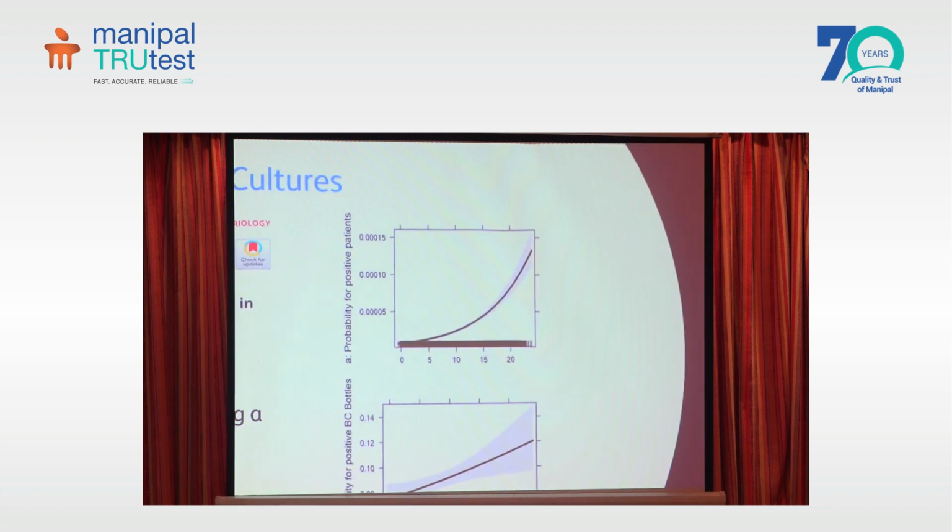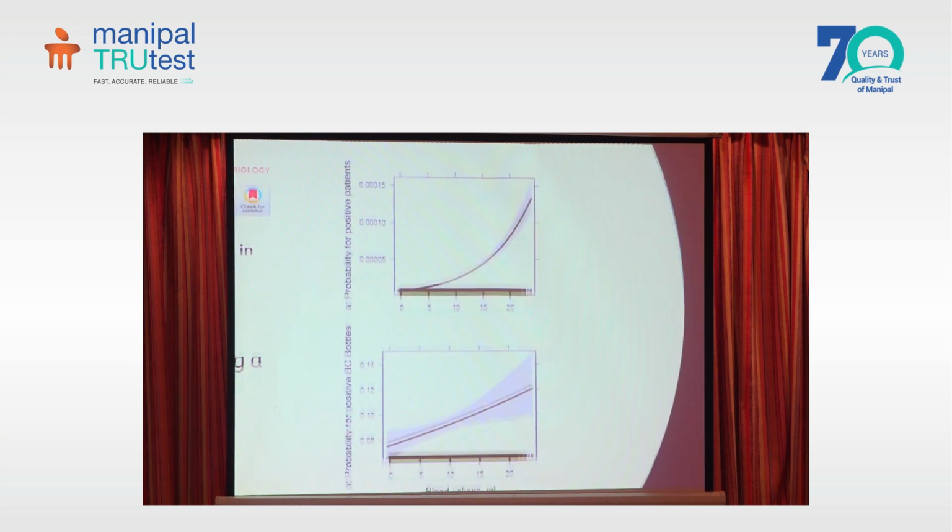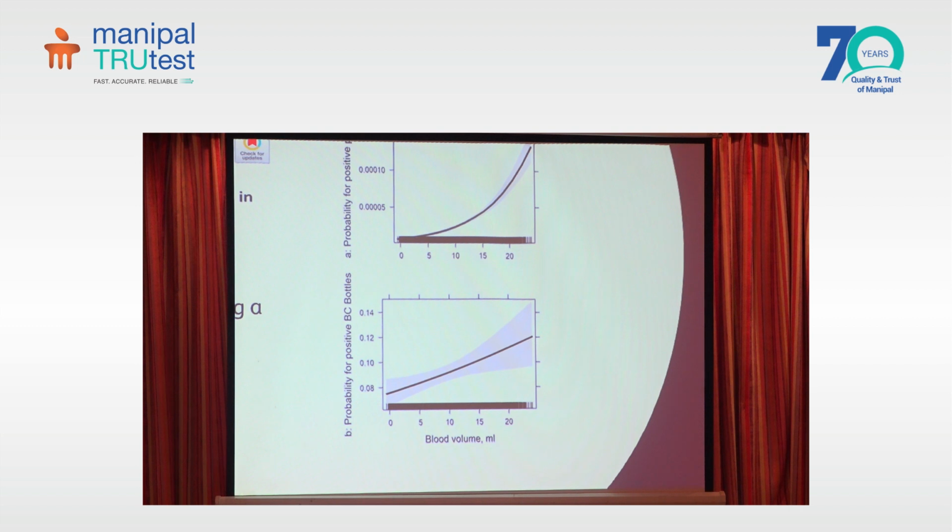So as the volume of the blood is increased, the probability for positive patients is also increased, quite significantly from 0 to 20 ml. Okay, so the more the volume, the more chances of positivity. And it is the same with the probability for positive blood culture bottles. If the volume is increased, the blood culture positivity is also increased.